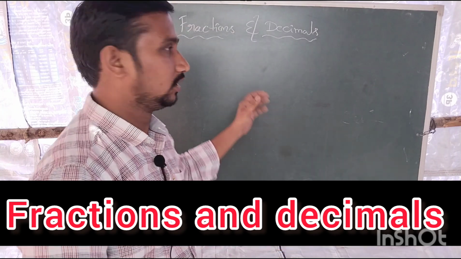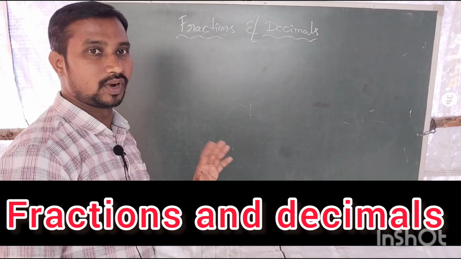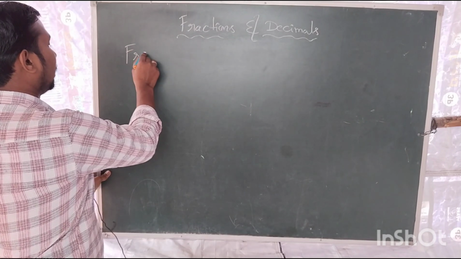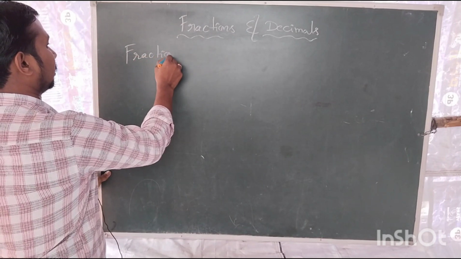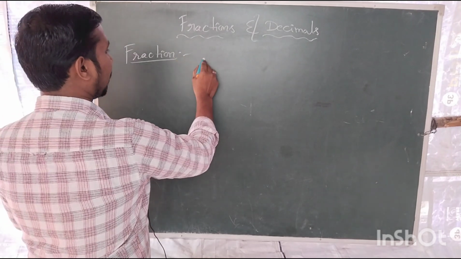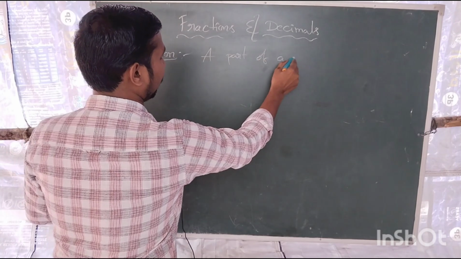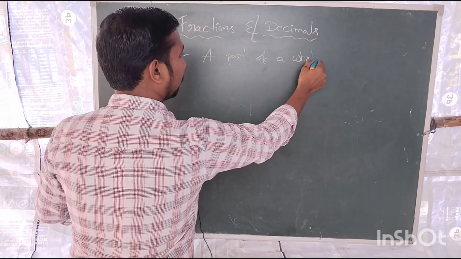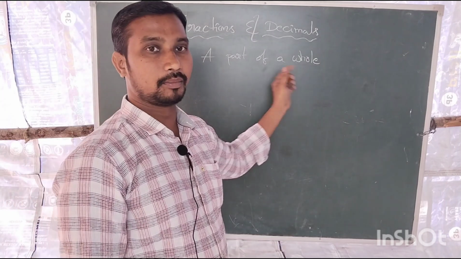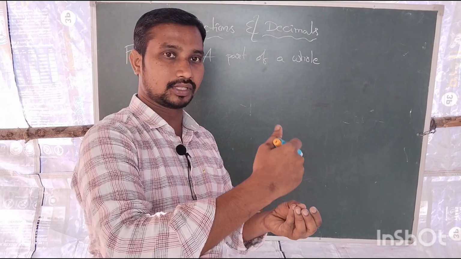So first of all, we have to discuss fractions, children. What is meant by fraction? First of all, we have to know the definition of fractions. What is the fraction definition, children? A part of a whole. First of all, we have to understand what is the whole. Part of a whole means there is a full thing, and there are some parts of it.